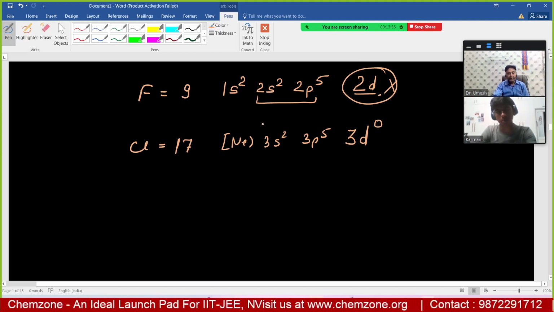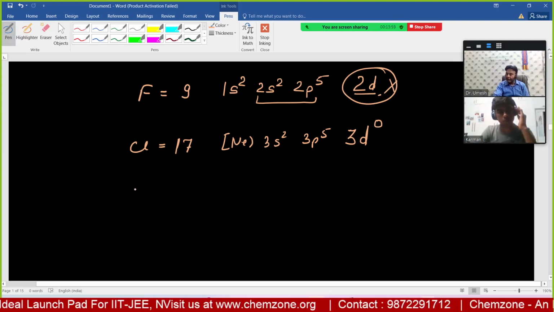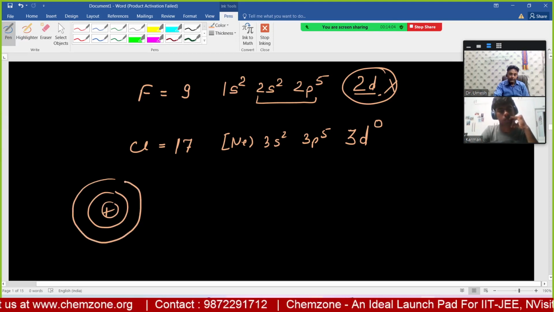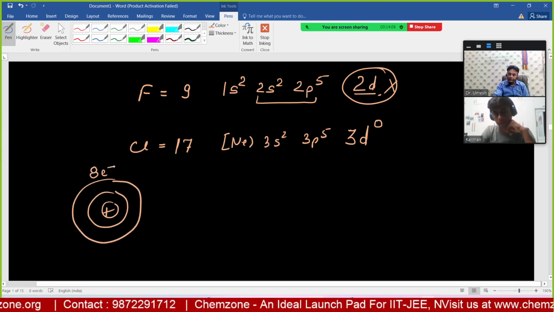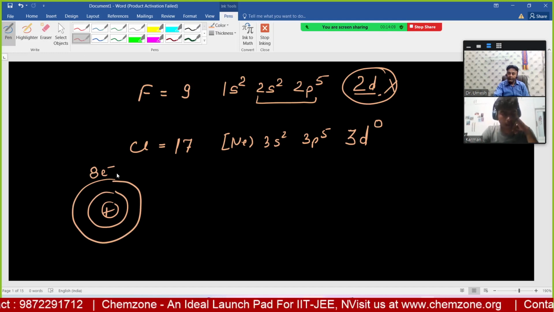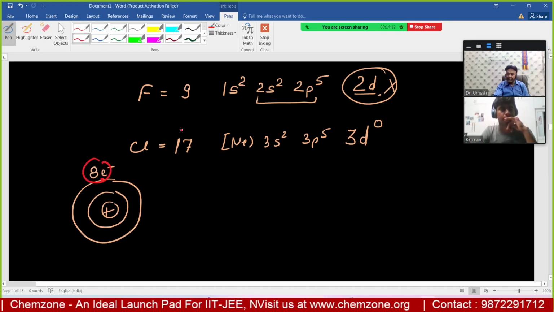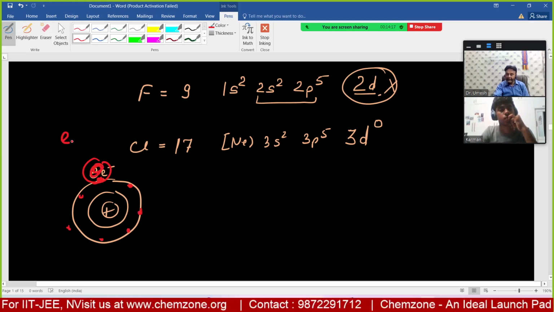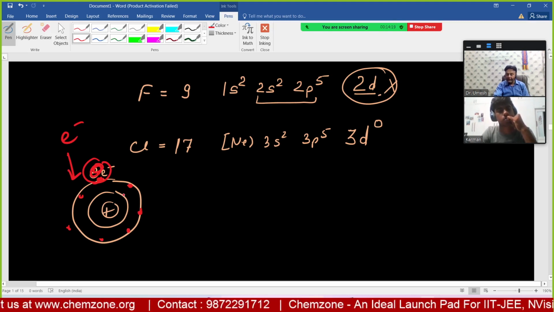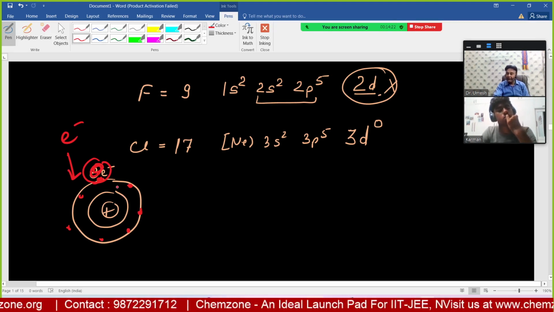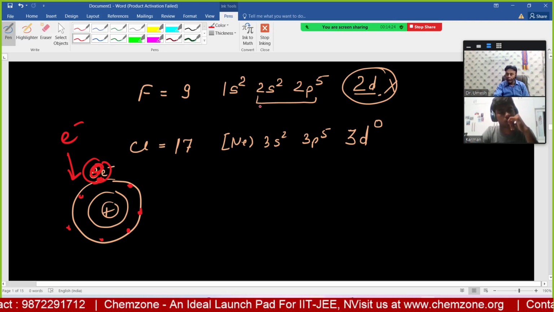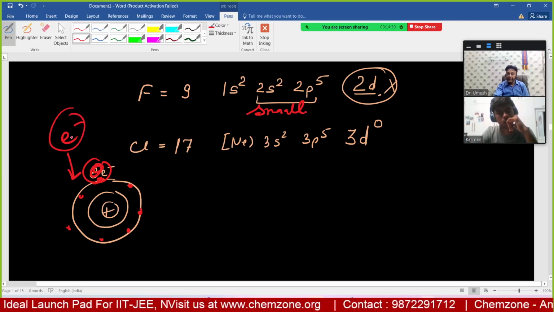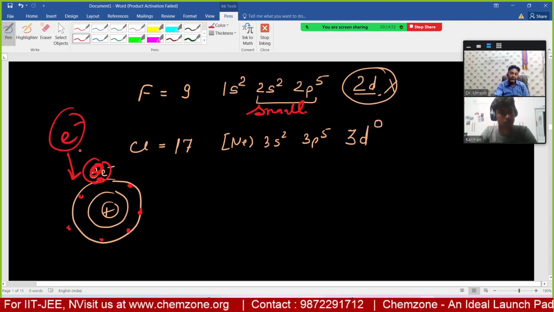In case of fluorine, we have only two shells. And in the second shell, only a maximum of 8 electrons can be filled, but 7 are already filled: 1, 2, 3, 4, 5, 6, and 7. And if the 8th electron is coming now, there will be inter-electronic repulsion because the fluorine is small in size. The second shell is small in size. So there is inter-electronic repulsion between the incoming electron and the existing electrons.